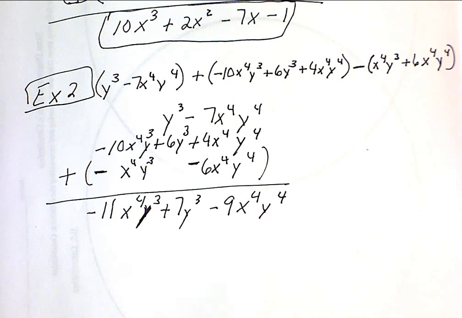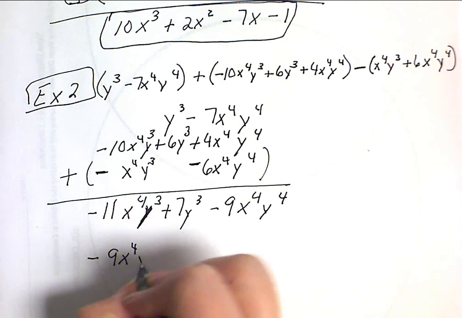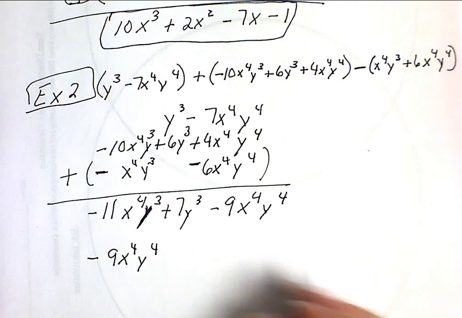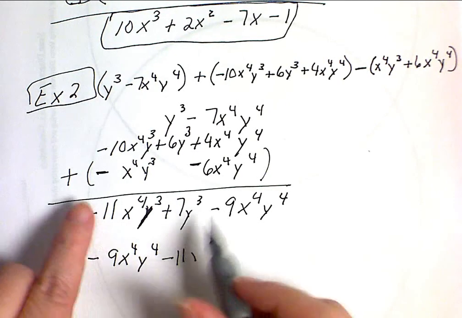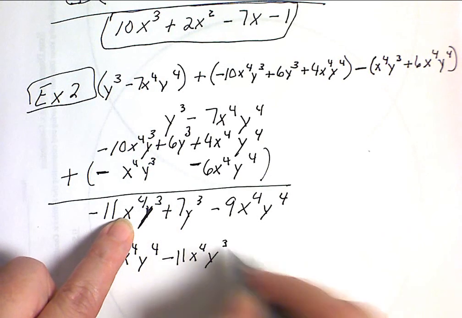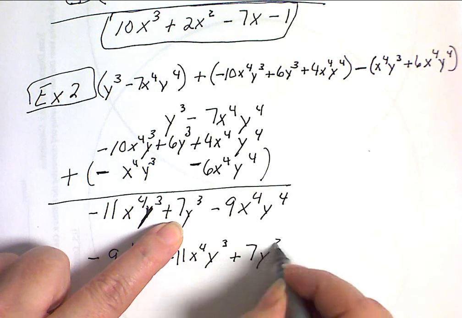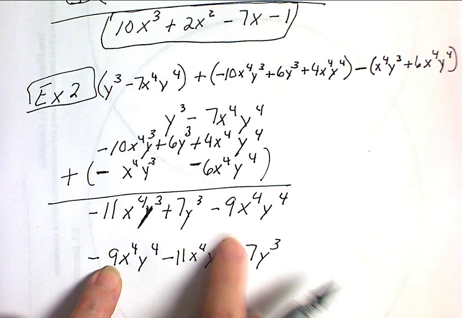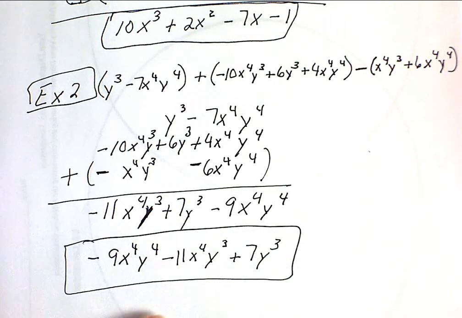All right? So we have negative 9x to the 4th y to the 4th, minus 11, and then the next one would be x to the 4th y to the 3rd, and then the lowest one is our 3, 7y cubed. So we have degrees of 8, 7, and 3. So it's in descending order. So there's our answer. Questions?